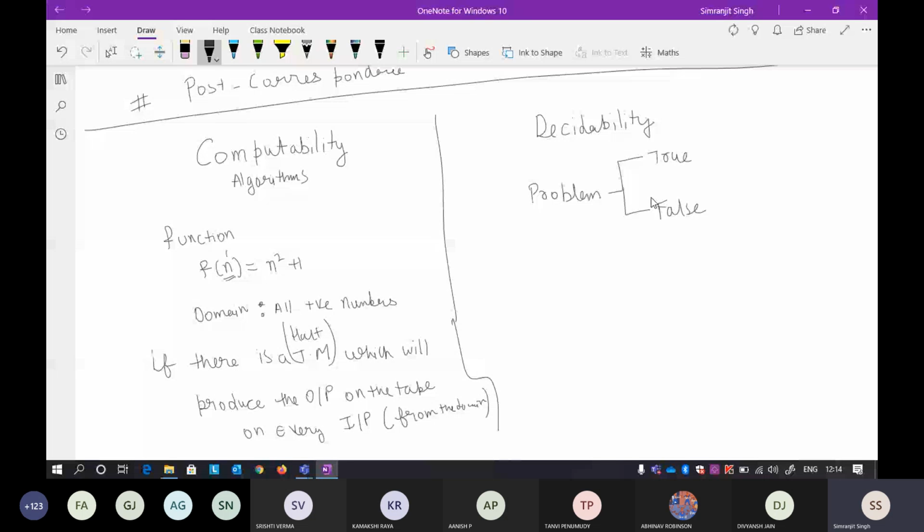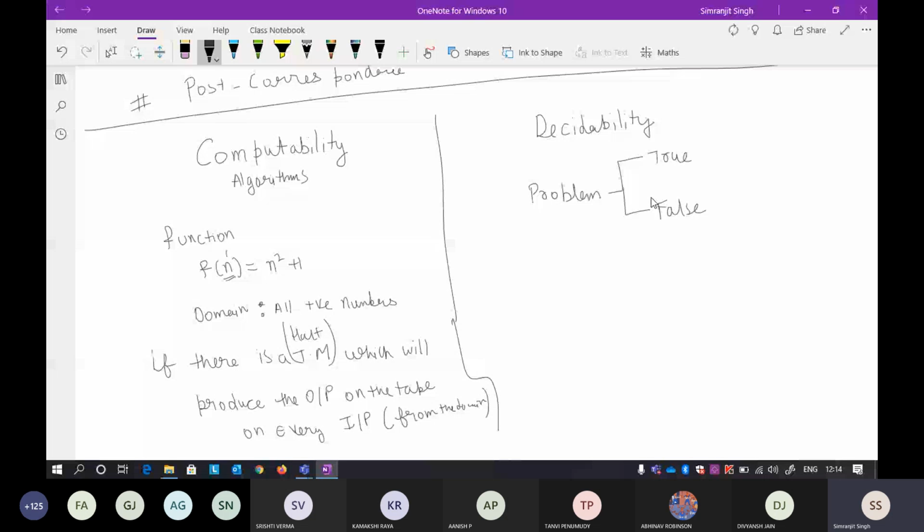If you are not able to answer whether it is true or false, then the problem becomes an undecidable problem. Suppose this example: is n a prime number? I have to set the domain also, so the domain can be the set of all natural numbers.